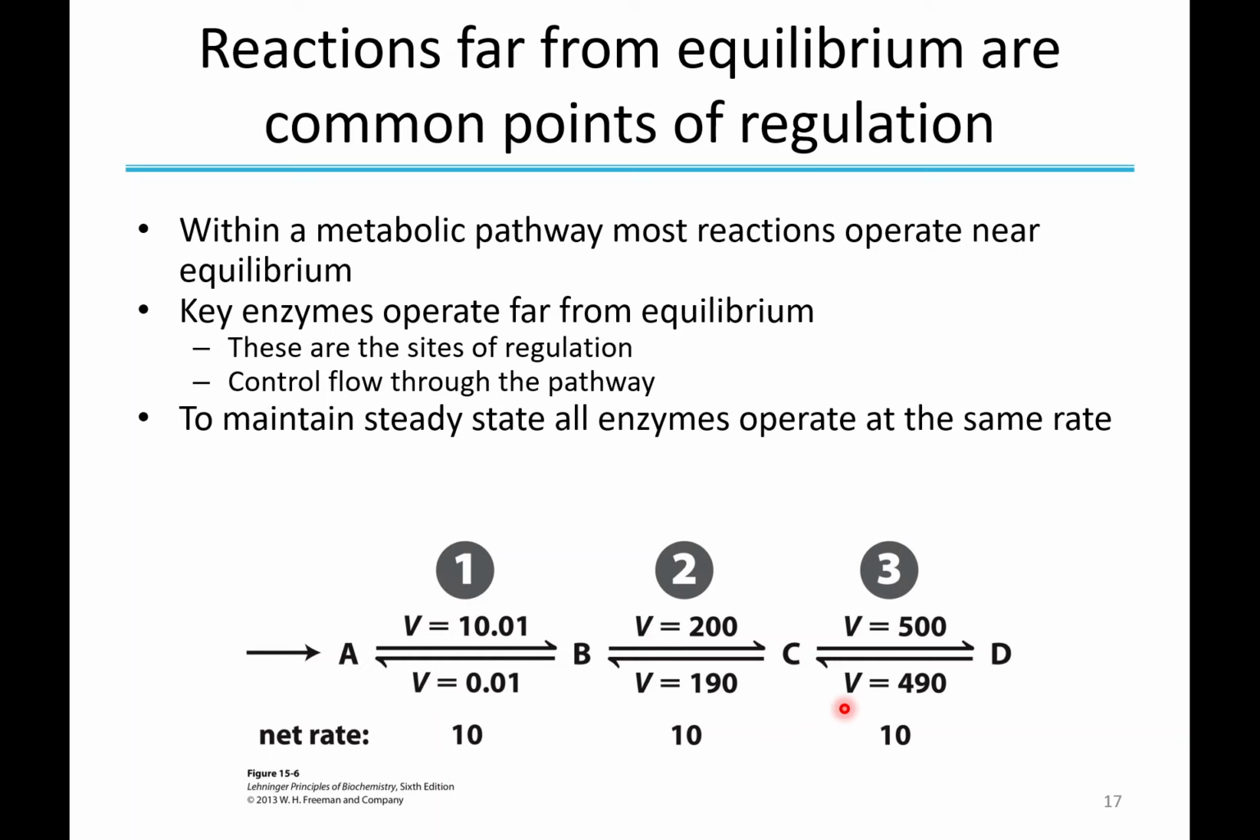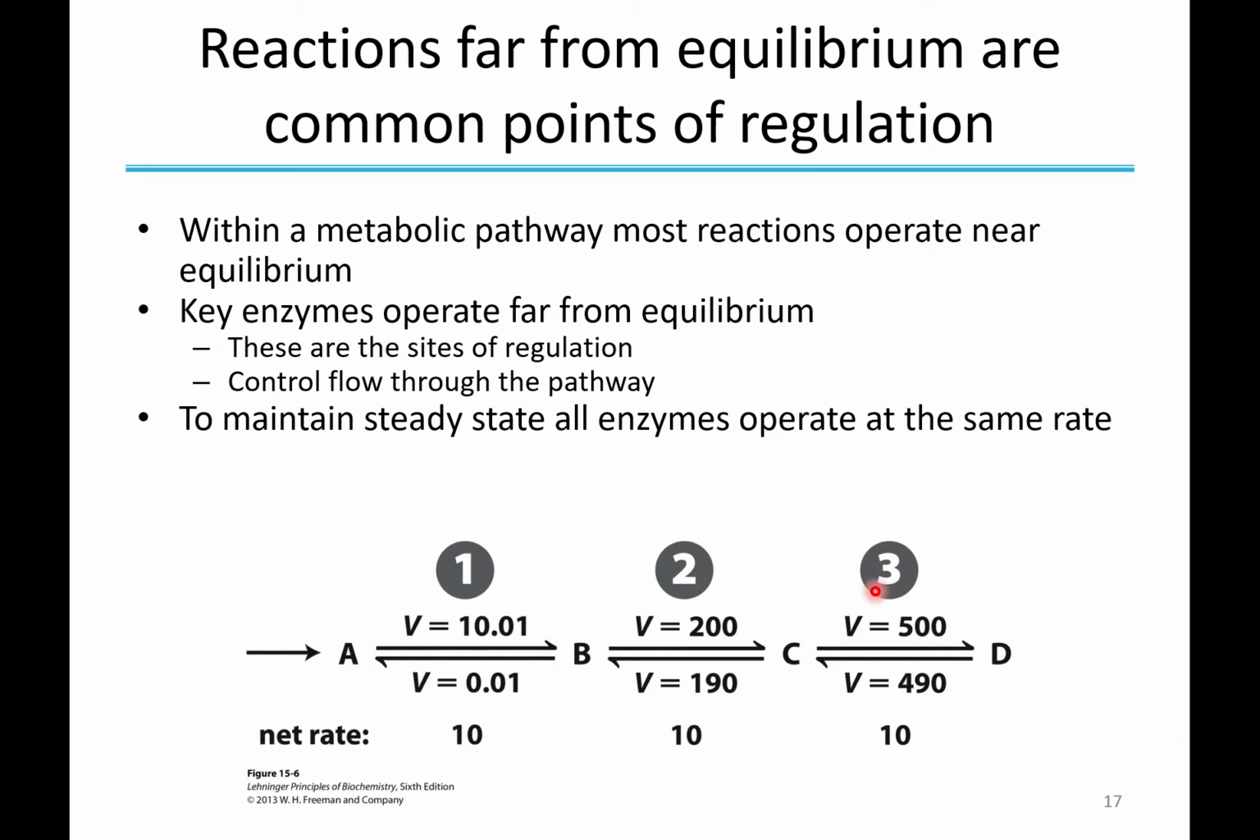And so in the generic example shown here, we have a pathway where A goes to D in 3 steps. For each step, we're given a forward velocity and a reverse velocity for the forward reaction and the reverse reaction. What you'll notice here is, which step do you think is regulated?